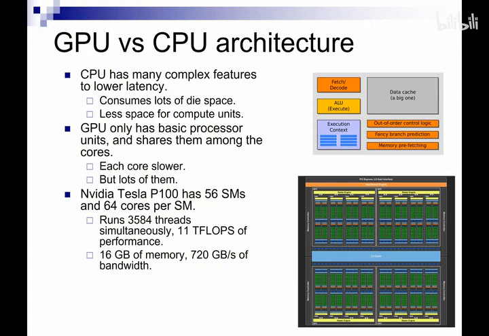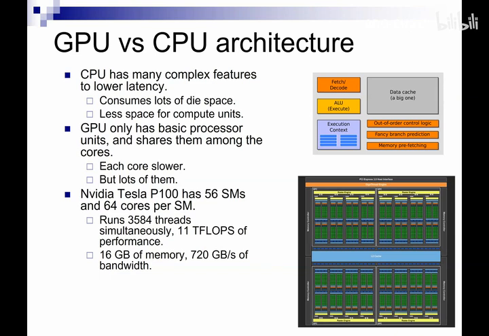Now for the Pascal, the P100, each of these SMs actually has 64 cores in them, and the entire GPU card has 56 of these SMs. So if you multiply 56 by 64, you get that this entire GPU has 3,584 cores. All of these cores can run simultaneously, and by doing that, you get 11 teraflops of performance from this card.